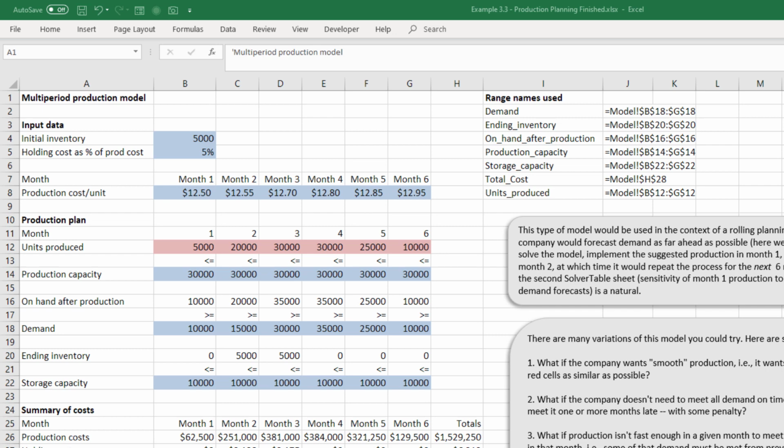And as a result, what we're going to do is walk through the model itself without really looking at the sensitivity analysis. Now, our input data to this model is we've got an initial inventory of 5,000 soccer balls.